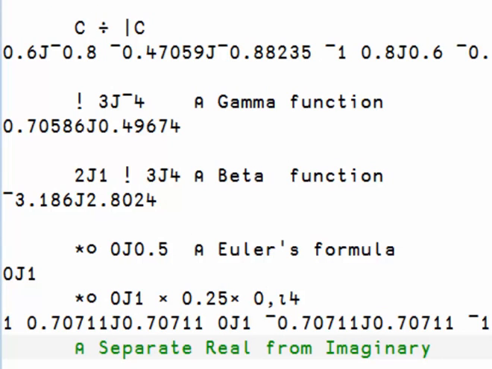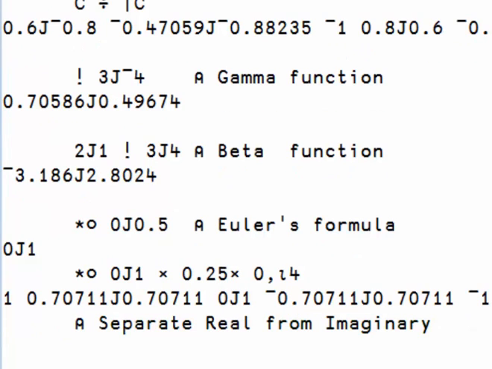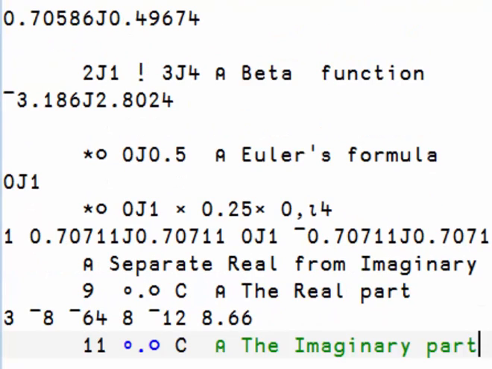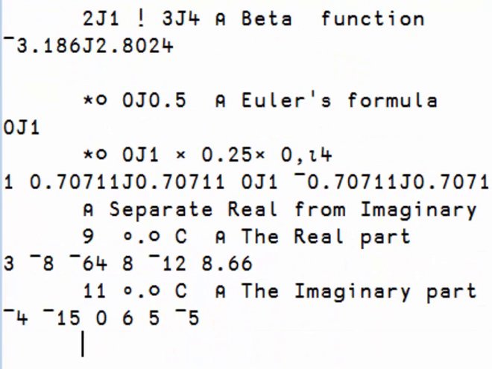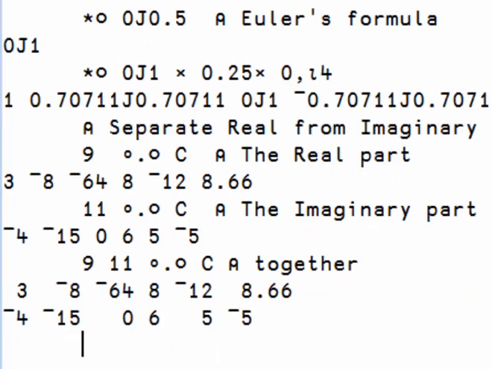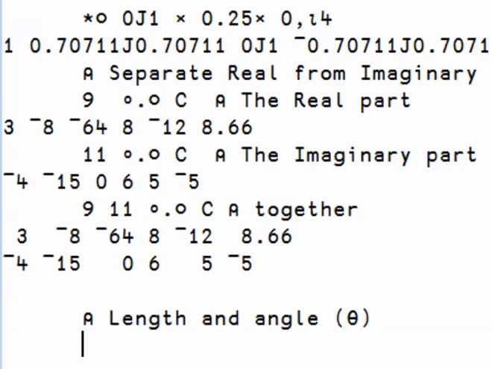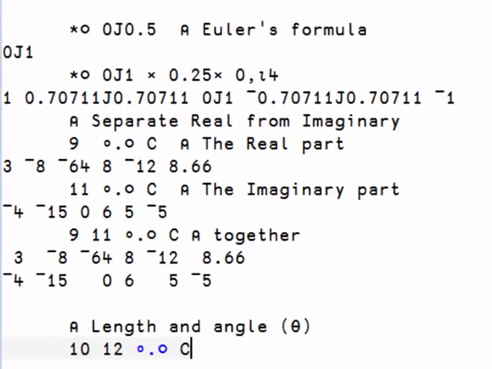Here we'll separate the real from the imaginary part. This is the real part. This is the imaginary part. And here's both of them together. We can also get the length, or the absolute value, and the angle in a single expression.